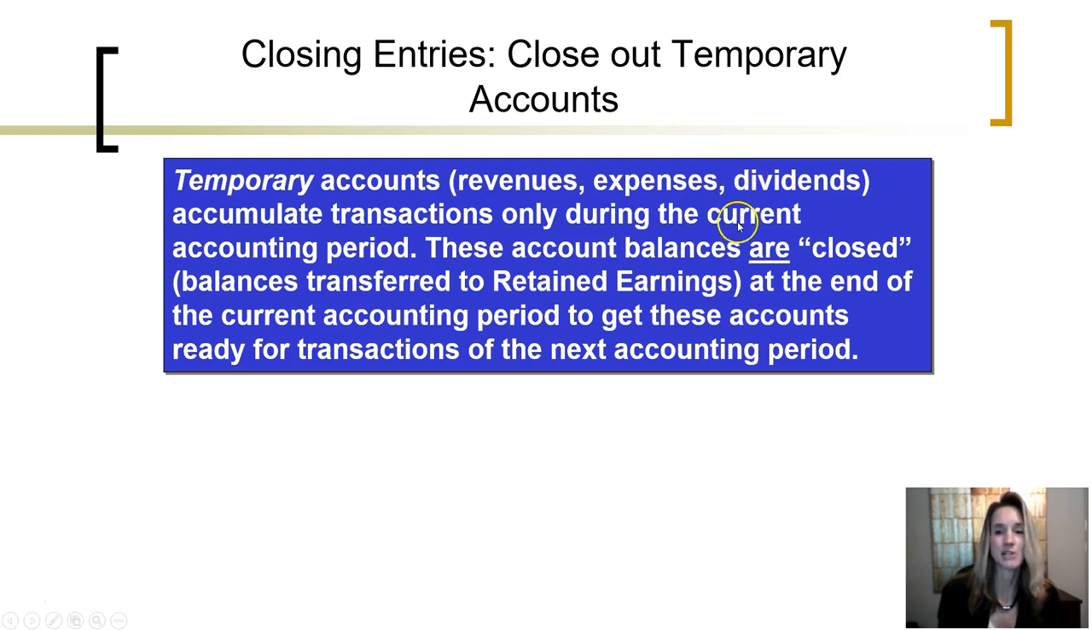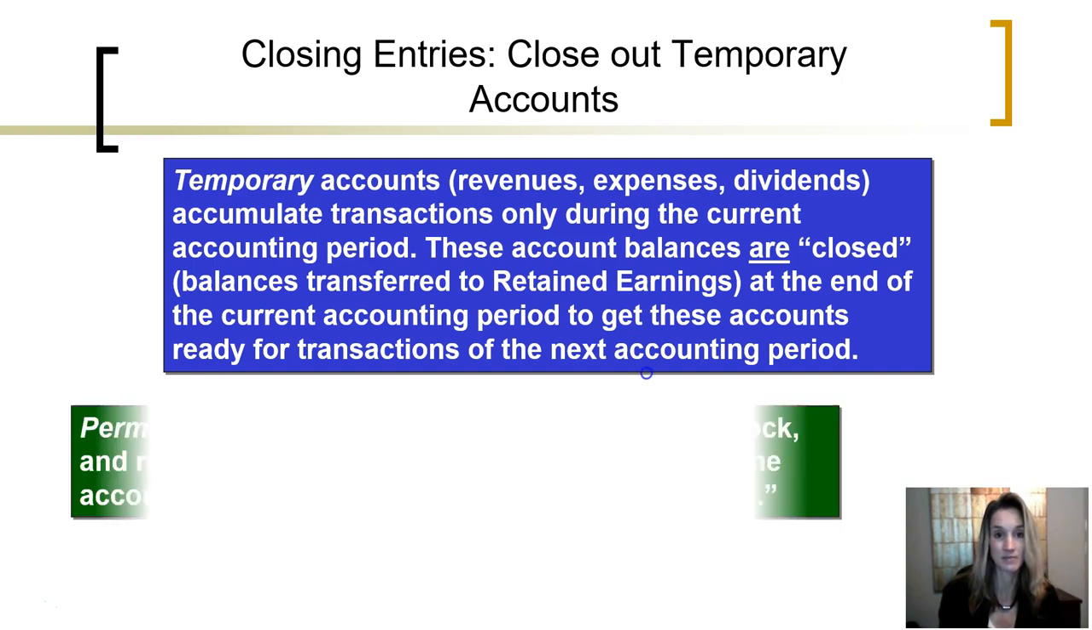These account balances are closed, which really means to transfer their balances to retained earnings at the end of the current accounting period to get these accounts cleaned out so they have nothing in them and they are ready for transactions of the next accounting period. We only close out revenues, expenses, and dividends.